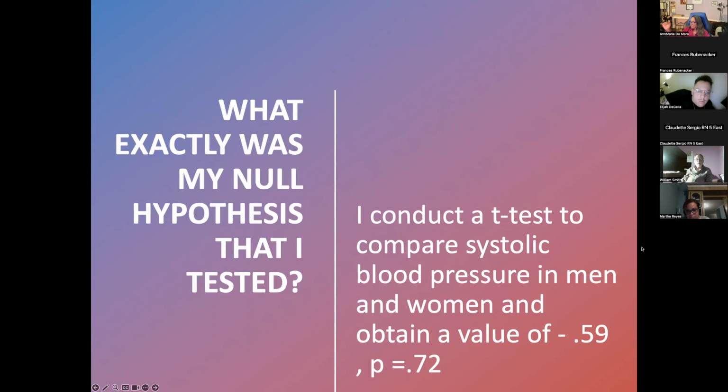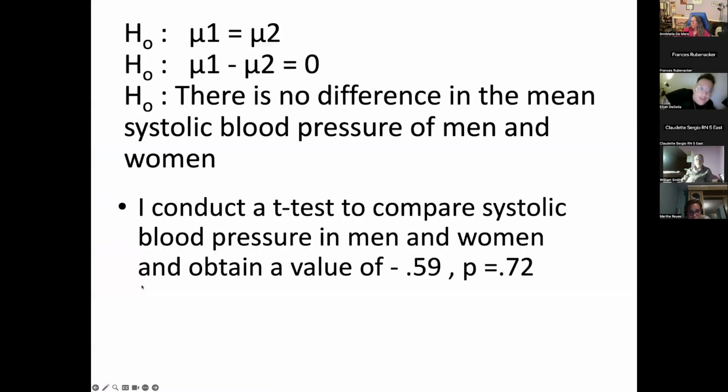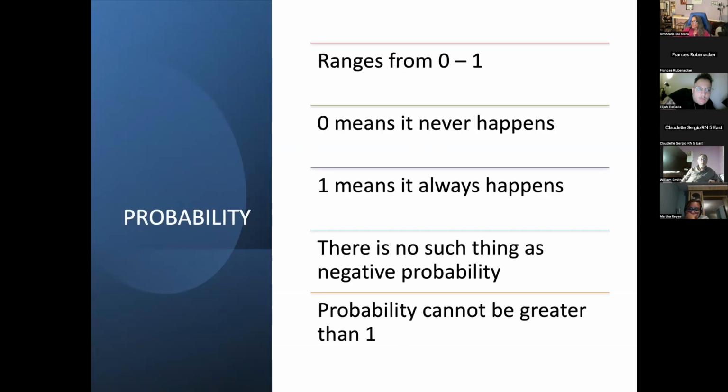If I conducted this t-test, what exactly was my null hypothesis that I was testing? It would be a hypothesis of no difference. Yeah. So your null hypothesis, you could either say it's that the mean for women equals the mean for men, or there's no difference in the mean systolic blood pressure of men and women, or the mean of 1 minus the mean of 2 equals 0. All of those mean the same thing, really. So however you set it, that would be it. So in the case of a t-test, the null hypothesis is that there's no difference between the means.